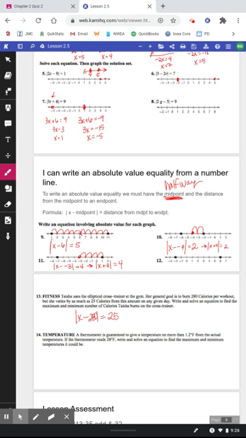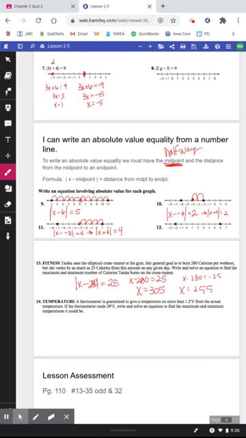This one wants us to solve. So either x minus 280 is going to equal 25, or x minus 280 is going to equal negative 25. Add 280 to both sides on the left, and I get 280 plus 25 is 305. And negative 25 plus 280 is 255.